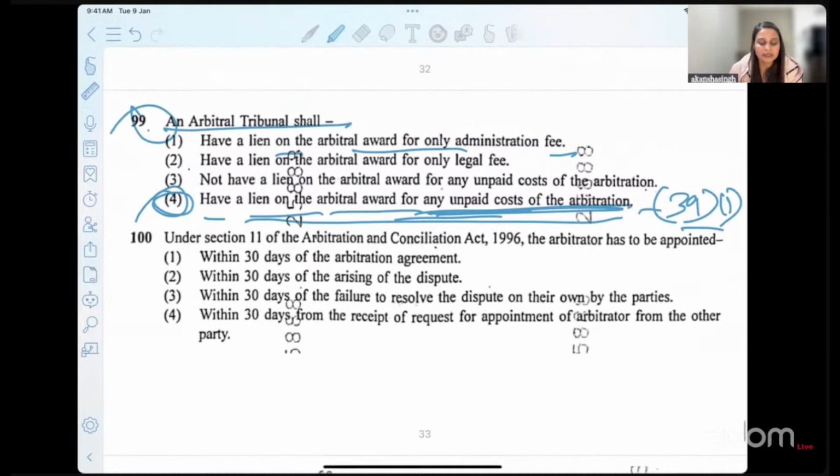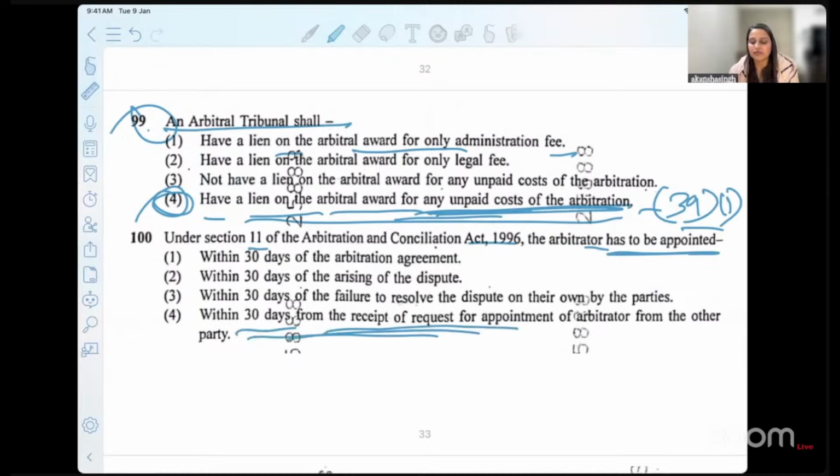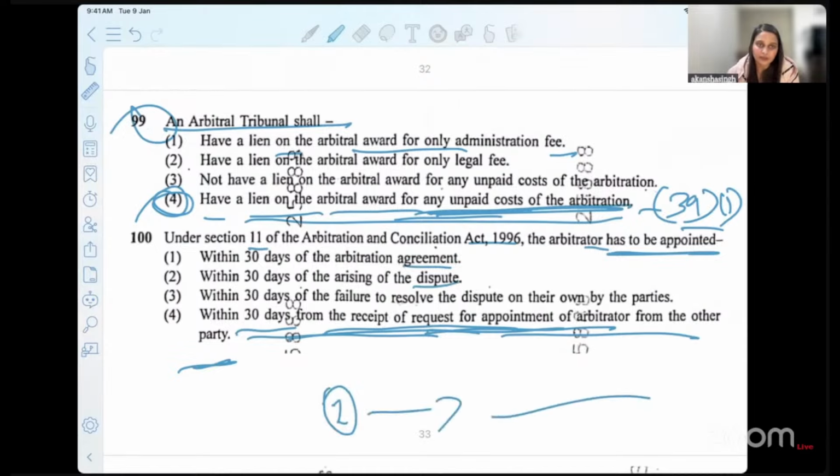Then the next question is, under section 11 of the Arbitration Act, the arbitrator has to be appointed within what time? Now, this is not something which is directly written here, but it is so written under the Arbitration Act itself: 30 days from the receipt of the request for appointment of arbitrator from the other party, not 30 days from the arbitration agreement or arising of dispute. One party will put a request for appointment of the arbitrator, and then within 30 days it has to be done. Again, the answer lies in section 11 itself.